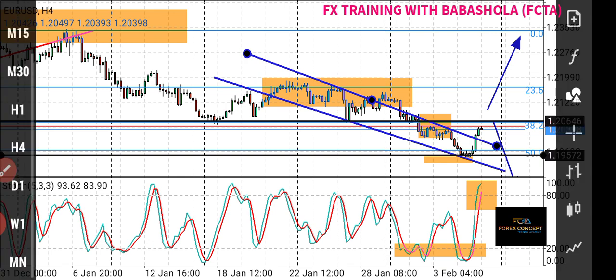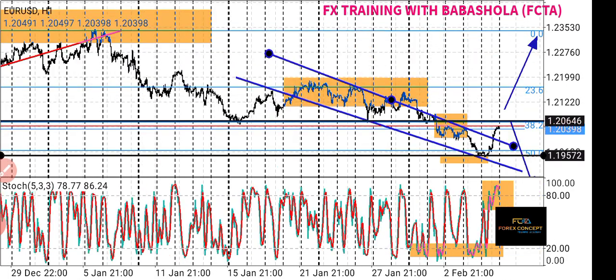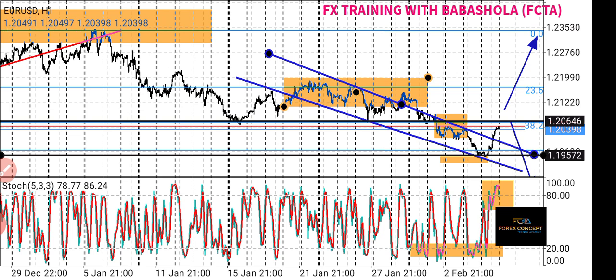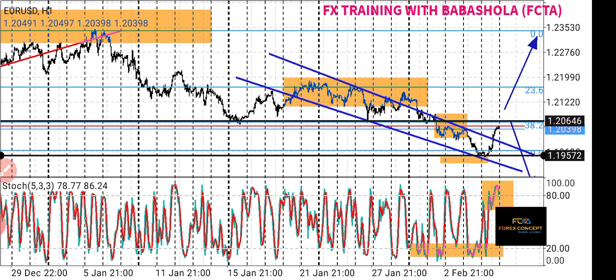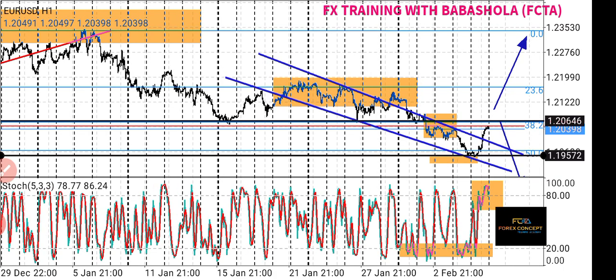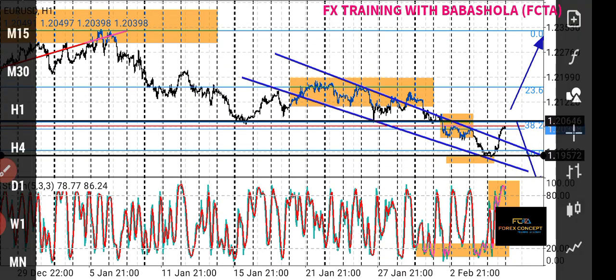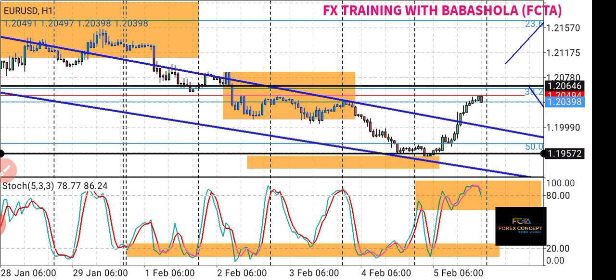Let's check H1. H1 will show it very well. It's not perfect, but at least it is a trend line. It's a steeply narrow trend line. That is on H1, a very short-term trade, and you can see here that it was broken. The trend line was broken at those points. But we cannot say it's a valid trend line.